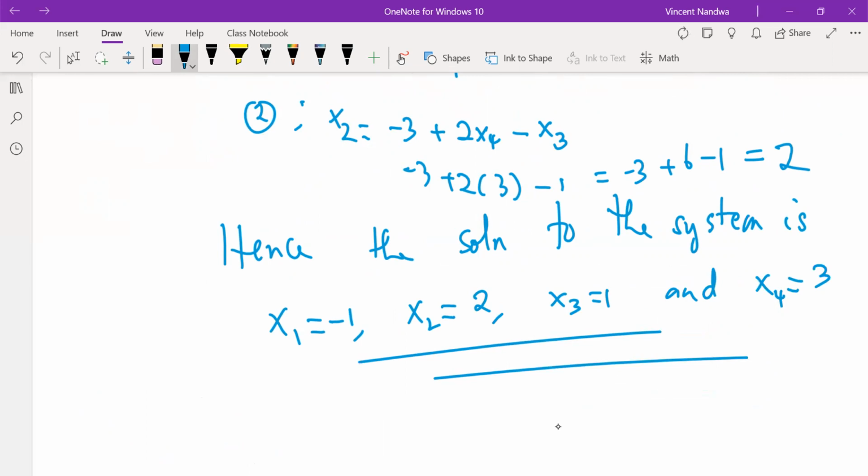Now, the next session will do an example involving how to use Gaussian elimination method to give conditions to some parameters in a given system of linear equations that guarantees either a unique solution or many solutions to the system.